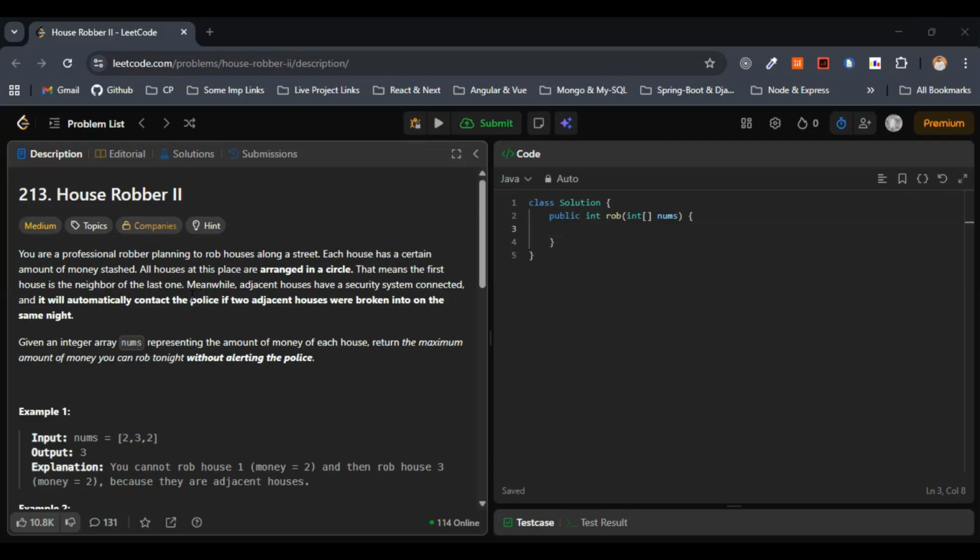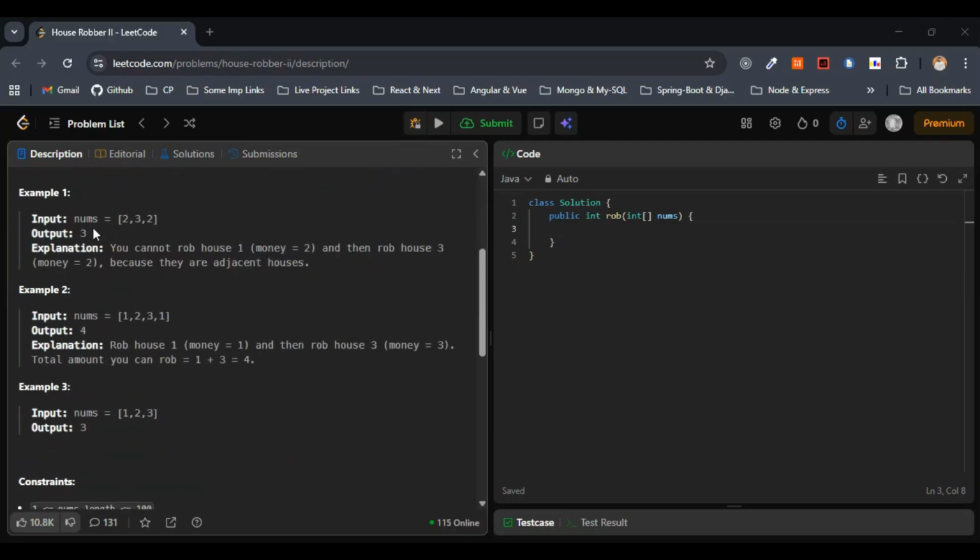This is a very important point of this question. Suppose you are a robber planning to rob houses arranged in a circle. Adjacent houses trigger the alarm if both are robbed. Given nums, consisting of the integers within the array, nothing but the money at each house, right?